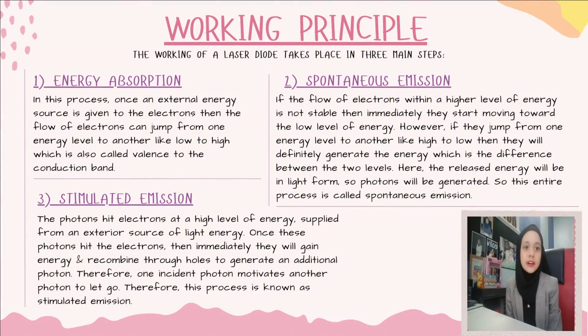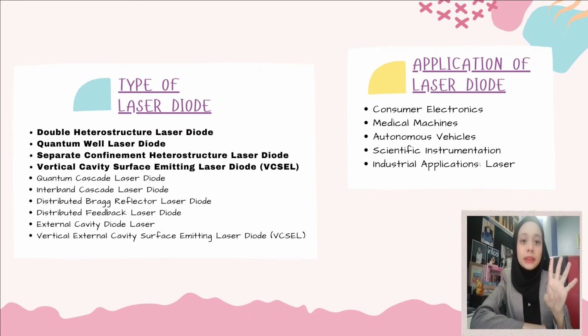Working of laser diode takes place in three main steps. The first is energy absorption, second is spontaneous emission, and third is stimulated emission. Type of laser diode. There are four main types of laser diode. The first one is double heterostructure laser diode, second is quantum well laser diode, third is separate confinement heterostructure laser diode, and the fourth is vertical cavity surface emitting laser diode, a VCSEL.